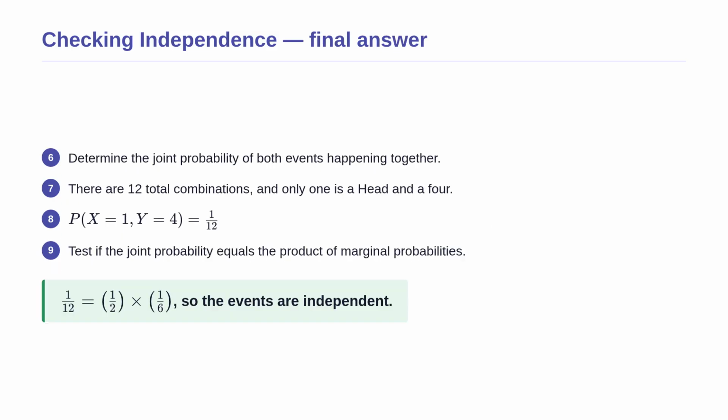Continuing with our example, we now find the joint probability of both events happening together. The total number of possible combined outcomes is 12 because 2 coin outcomes multiplied by 6 die outcomes equals 12. Only one of these specific combinations is exactly a head and a 4, making the joint probability 1 out of 12. Finally, we apply our mathematical test. We multiply the marginal probability of the coin, 1/2, by the marginal probability of the die, 1/6. The result is 1/12, which perfectly matches our joint probability. The variables are indeed independent.